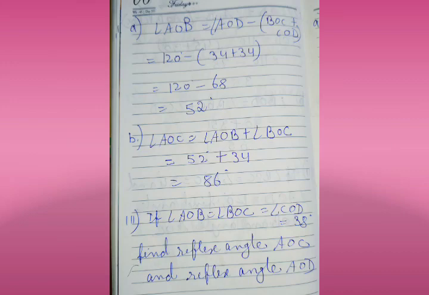Next, AOC. AOC is equal to angle AOB plus angle BOC. And AOB is what? 52 degree. BOC is what? 34 degree. And this is equal to 86 degree. Now, subpart 3. If angle AOB equal to BOC equal to COD is equal to 38 degree, find reflex angle AOC and reflex angle AOD.